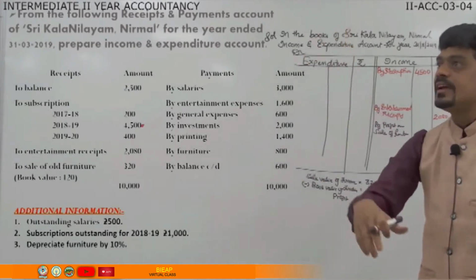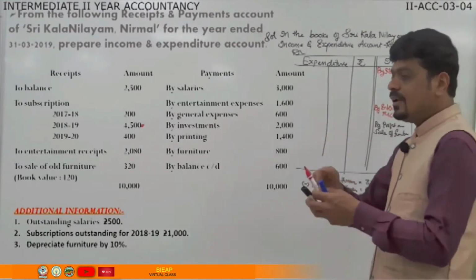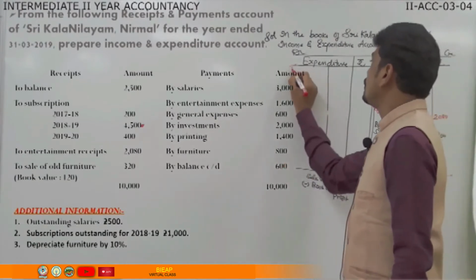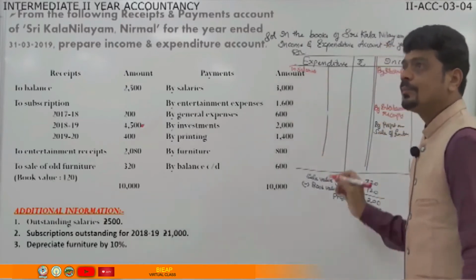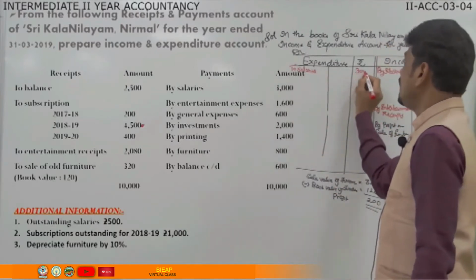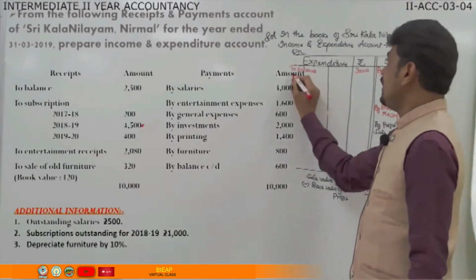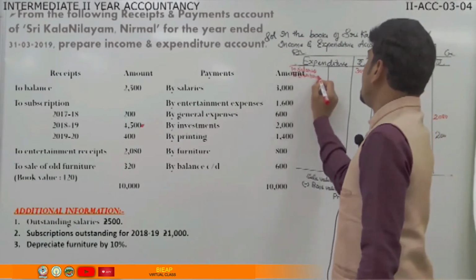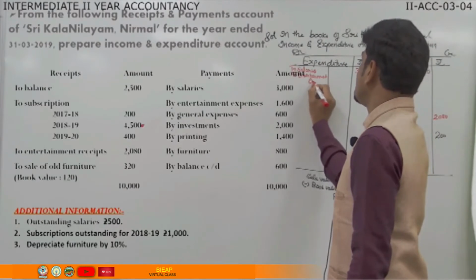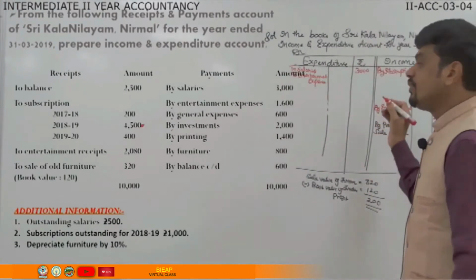So all the receipt side are posted. Now come to payment side. What is the first payment? Salaries. Salaries are expenditure. So to salaries. Is there any adjustment on salary we marked? No. So amount 3,000. Then entertainment expense. Again expenditure. To entertainment expense. How much they gave? 1,600.